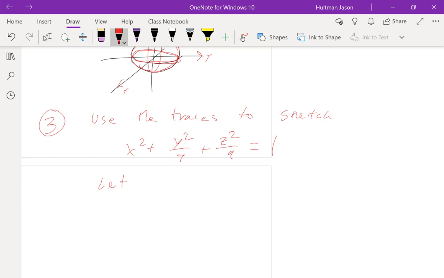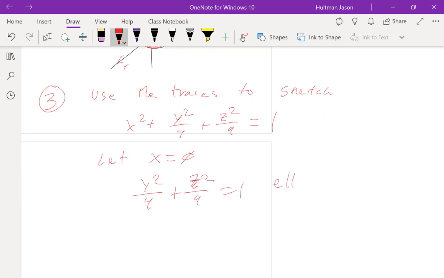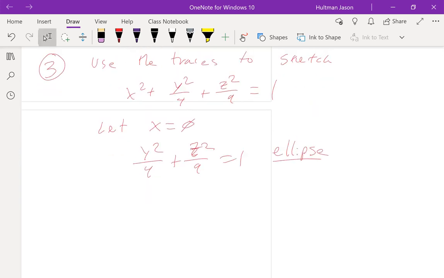The first thing I'm going to do is let x equal 0. Then we get y squared over 4 plus z squared over 9 is equal to 1. And what is that? Isn't that just an ellipse? Isn't that an ellipse in the YZ plane? Well, where's the YZ plane? Let's look at our axes here. The YZ plane is this one over here.